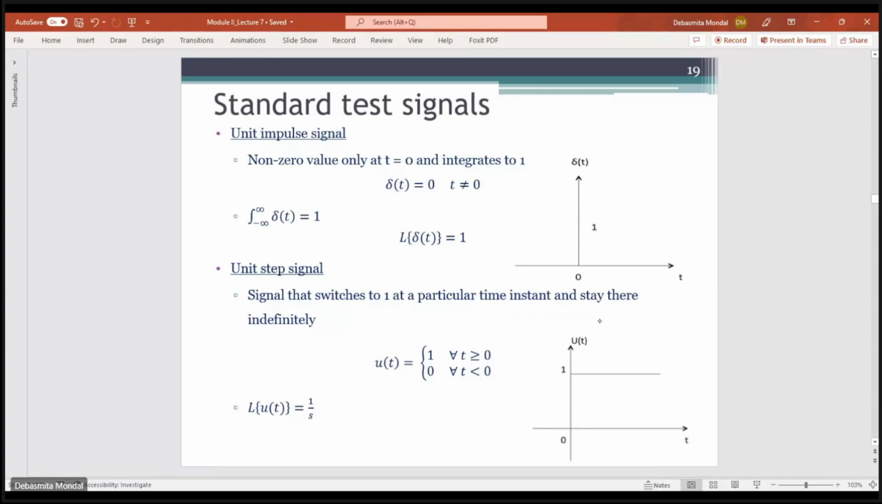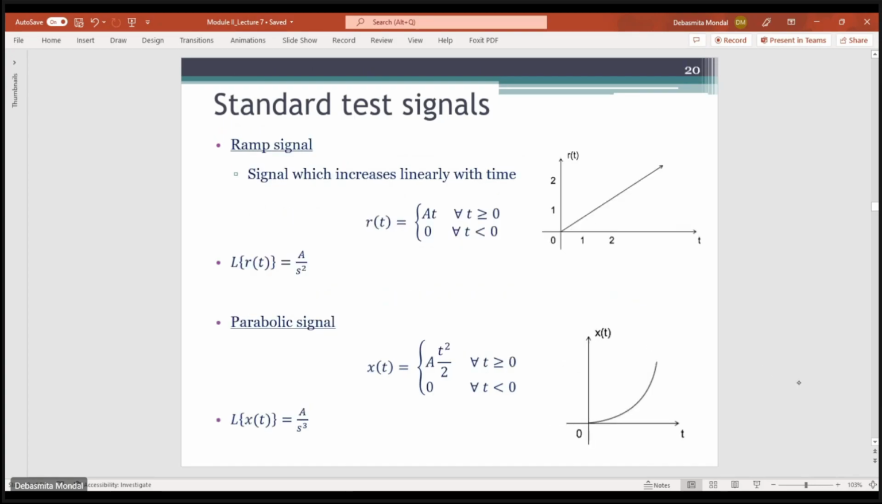And the Laplace transform of the unit impulse is equal to 1. Now if you see the unit step signal, the unit step signal means the signal switches to 1 at a particular time instant and it stays at that position indefinitely. So that means u(t) will be equal to 1 for all values of t greater than or equal to 0, and u(t) will be equal to 0 for all values of t less than 0. The Laplace transform of this unit step signal is equal to 1 by s.